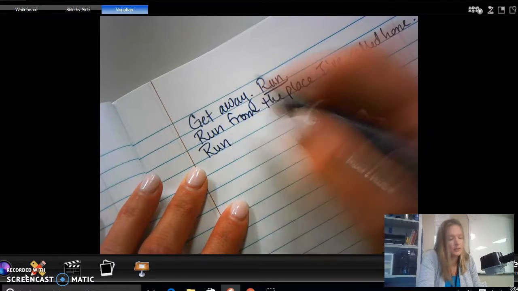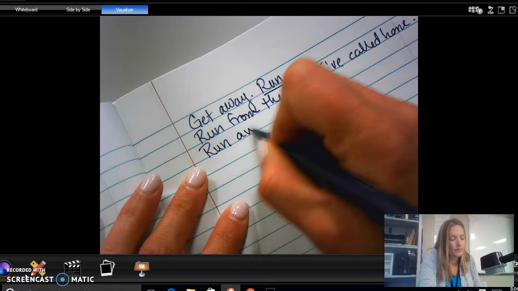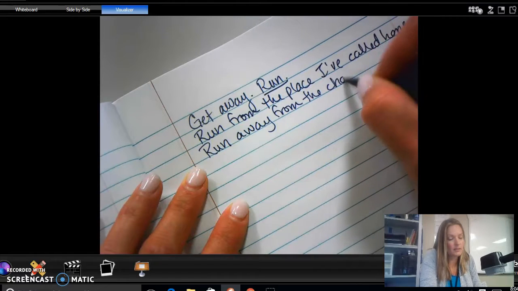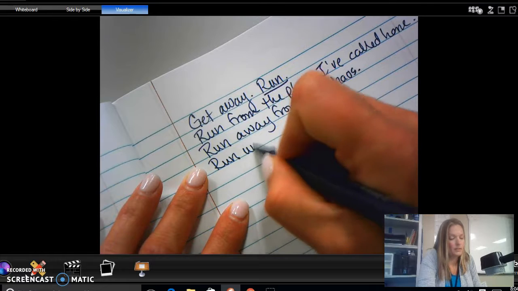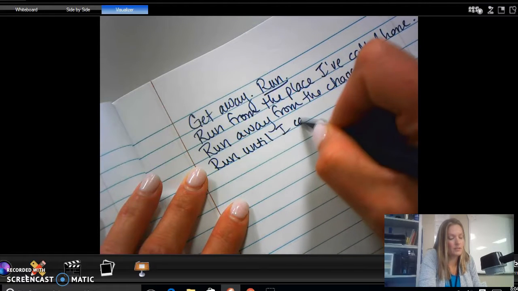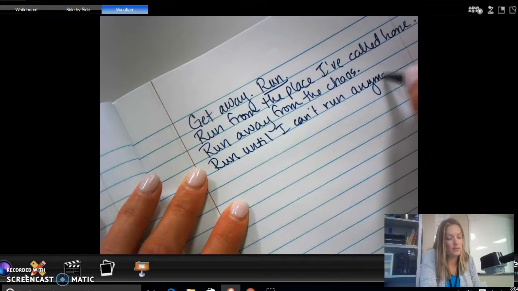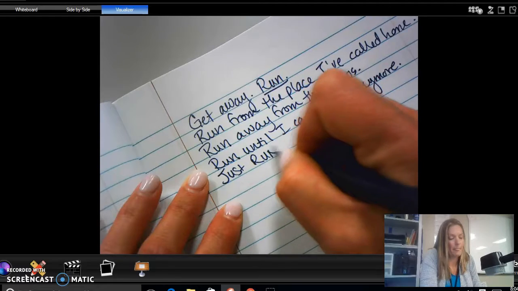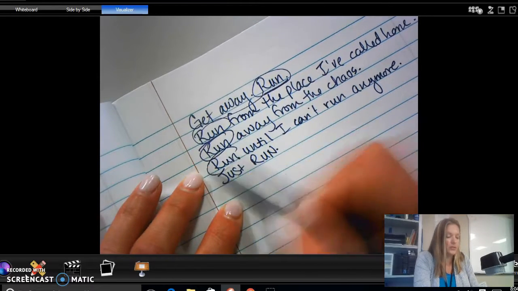Run away from the chaos. Run until I can't run anymore. Just run. So what I've done is I've tried this idea of the repetition with all these runs.